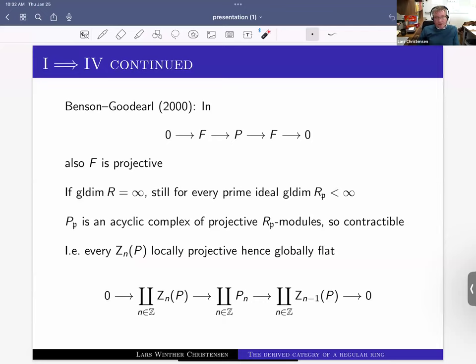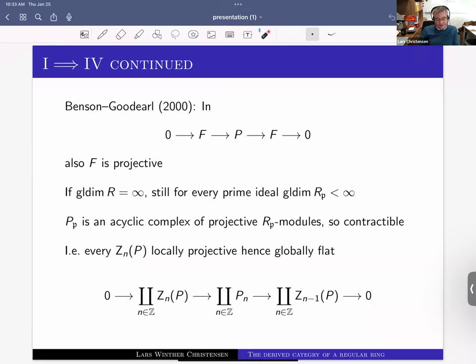Now, a module can be locally projective at every prime and not globally projective. That's just how it is. But projective modules are flat, and flatness can be detected locally. So I can at least conclude that the cycle modules in the complex P are flat modules. And now, if you look at it, let's take all the short exact sequences in the complex and just string them together like this.